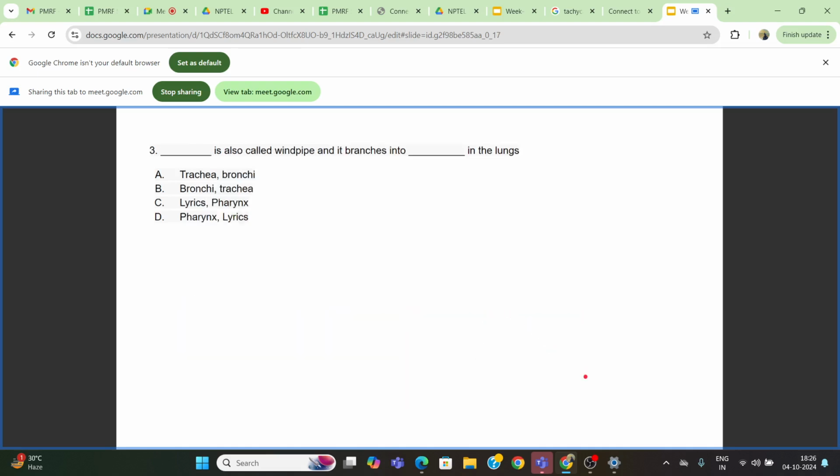Dash is also called the windpipe, and it branches into dash in the lungs. What is called the windpipe, and what does it branch into in the lungs? So trachea, bronchi.